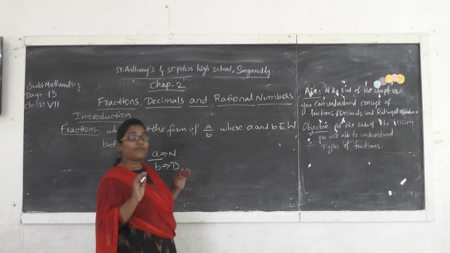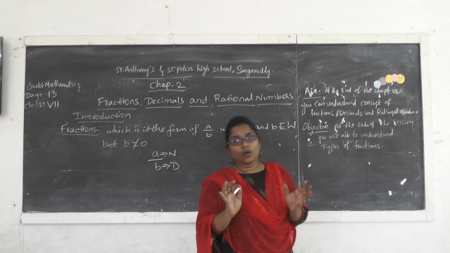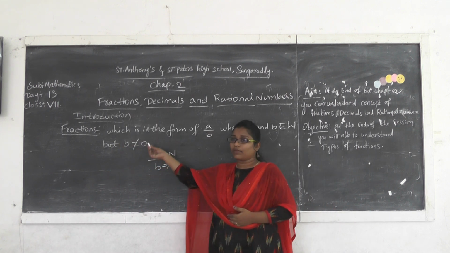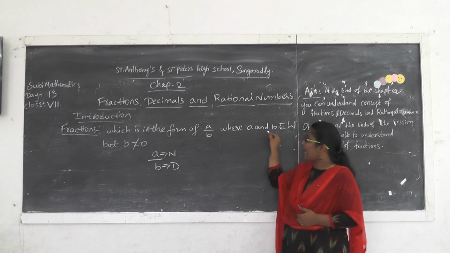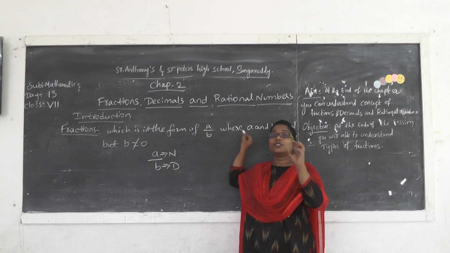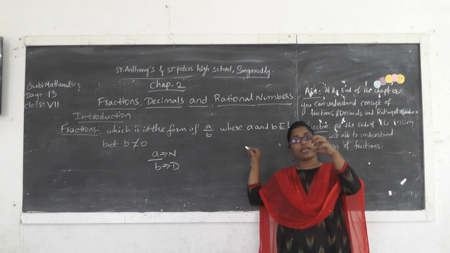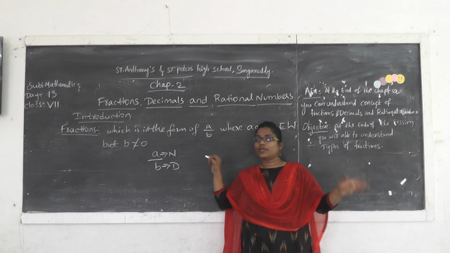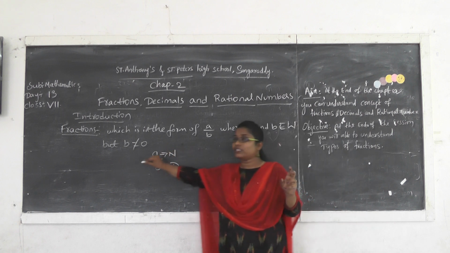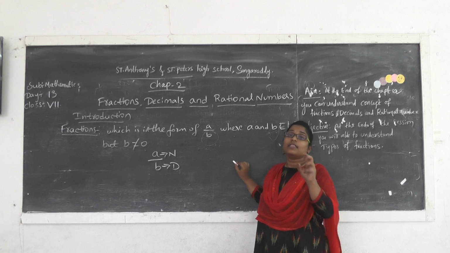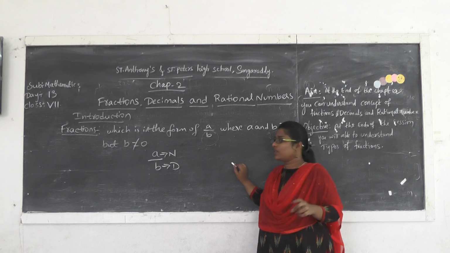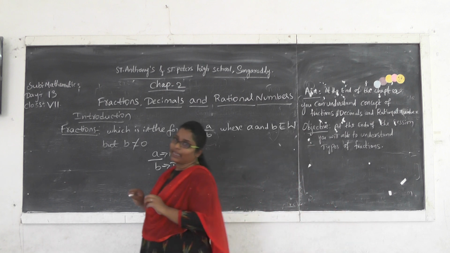What is a fraction? A fraction is nothing but a part of whole, or we can say a fraction is nothing but which is in the form of a by b, where a and b belong to whole numbers, meaning they should be non-negative integers. But what is one condition? b should not equal 0. That means in the denominator place the value should not equal 0. Then we can say that is a fraction.